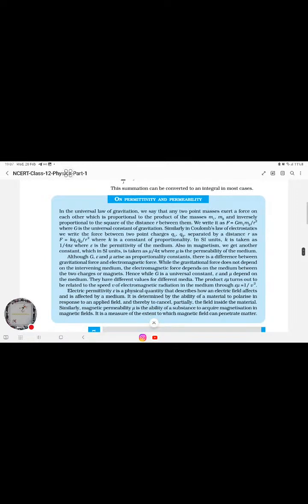Permittivity and permeability. In the universal law of gravitation, we say that any two point masses exert a force on each other which is proportional to the product of the masses and inversely proportional to the square of the distance r between them. We write it as F equals G m1 m2 by r squared, where G is the universal constant of gravitation. Similarly, in Coulomb's law of electrostatics, we write the force between two point charges q1 and q2 separated by distance r as F equals k q1 q2 by r squared. So k is a constant of proportionality. In SI units, k is taken as 1 by 4 pi epsilon, where epsilon is the permittivity. And also in magnetism, we take a constant known as mu by 4 pi, where mu is the permeability.